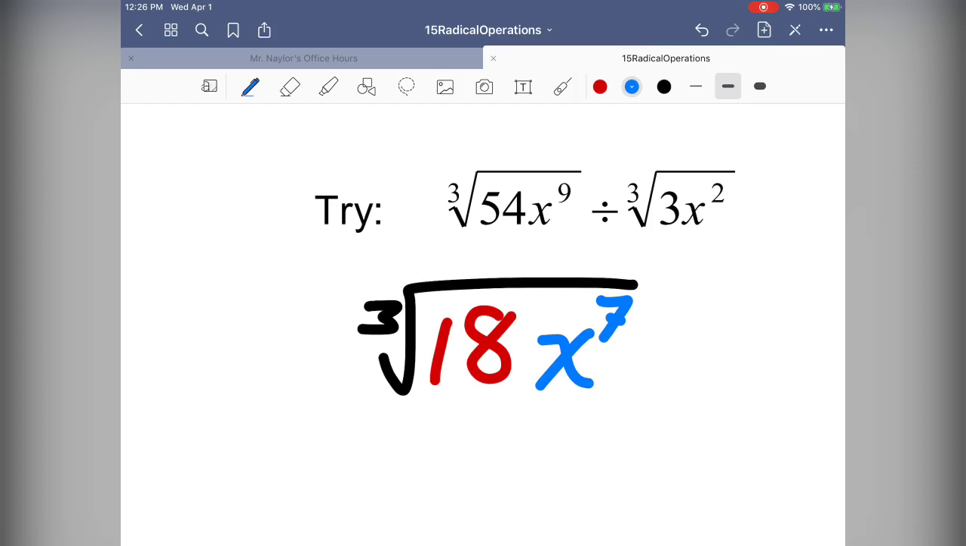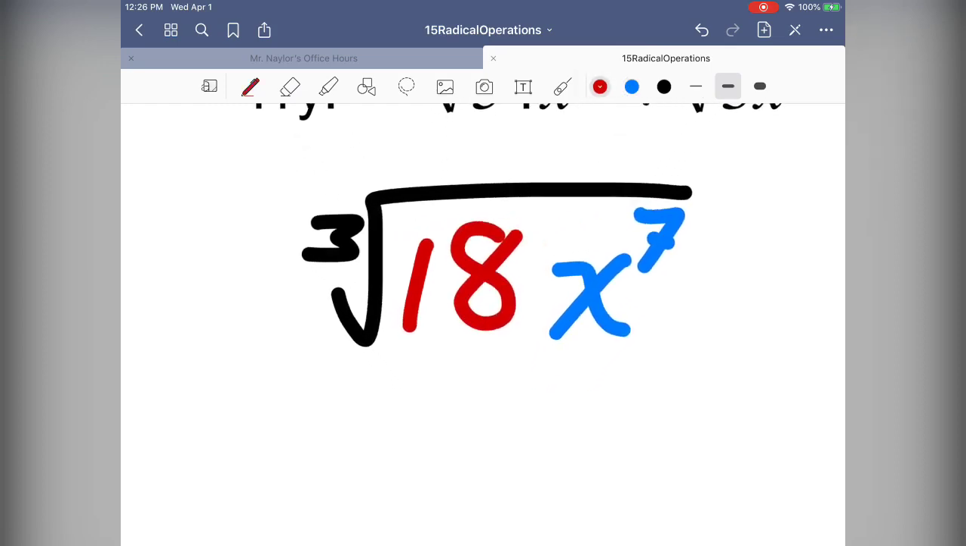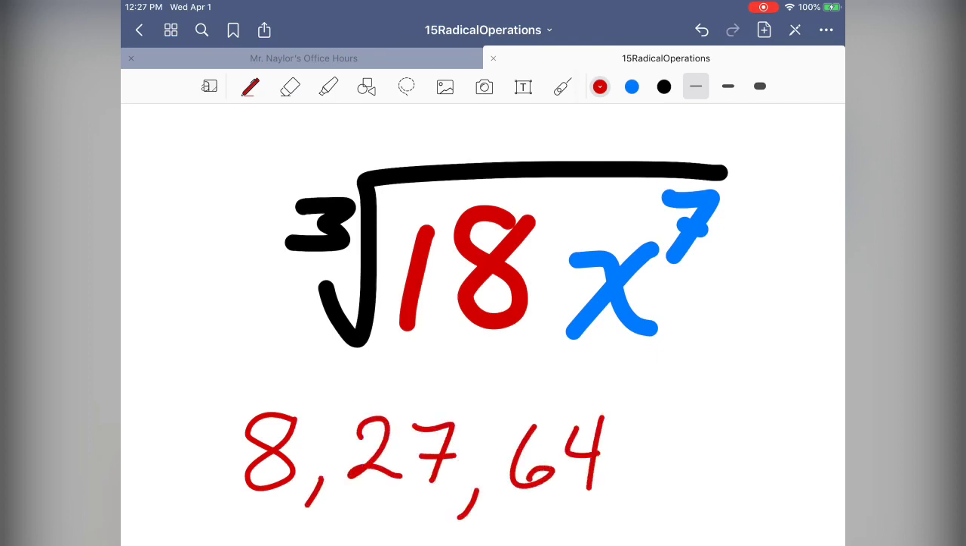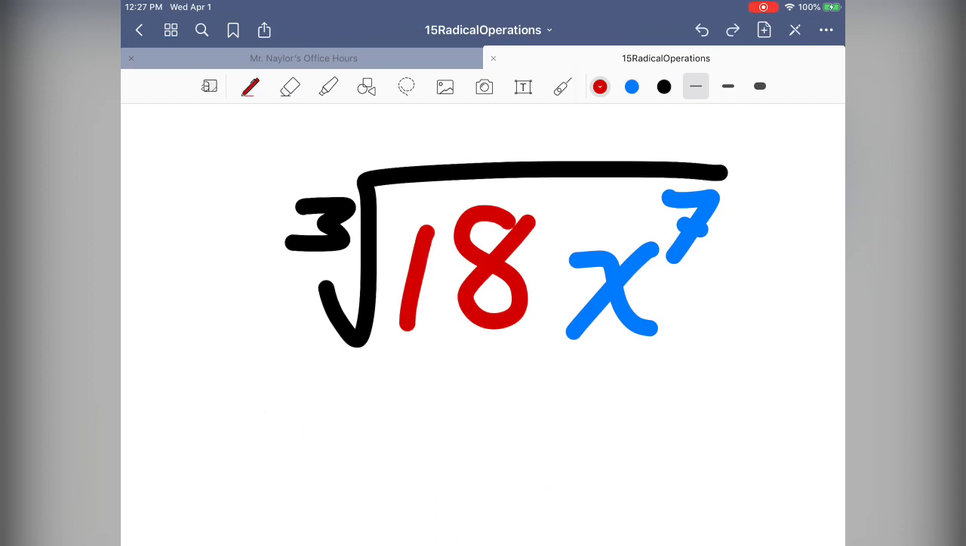Now, can we split this up? Can we break this down anymore? Well, I don't know. Are there any perfect numbers inside of 18? Okay, got to be careful. Don't tell me that there's a 9 inside of 18. That is not a perfect cube root. Remember, your perfect cubes are numbers that come from cubing, like 8, like 27, like 64. So none of those numbers are inside of 18. Can't pull anything out of that.